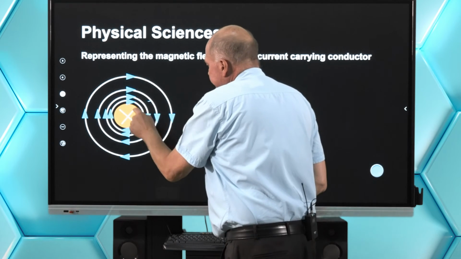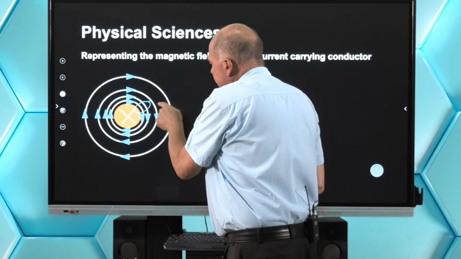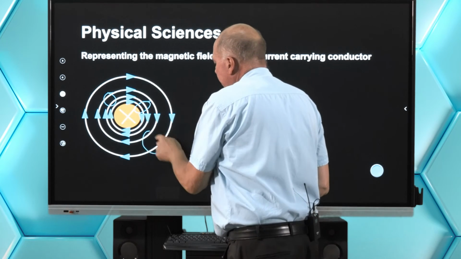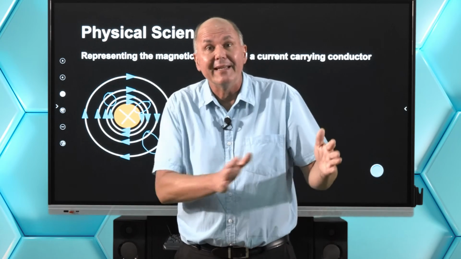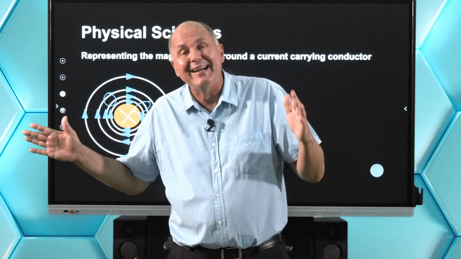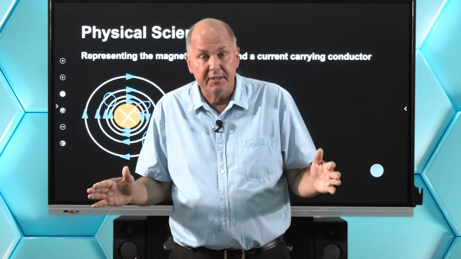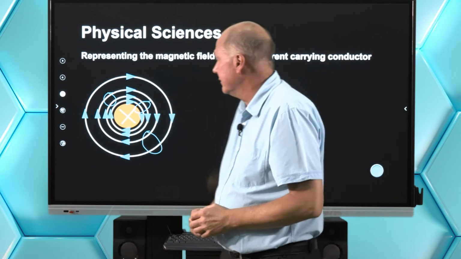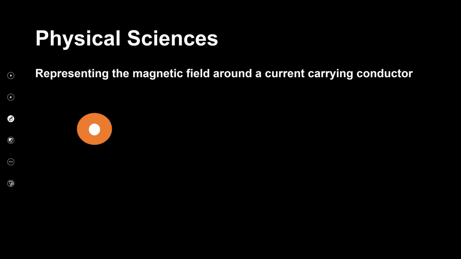Notice over here, these field lines are close together. They're not the same distance between the inner two and the second two, and they're certainly not the same distance, so they're not concentric. This is showing that as the distance away from the conductor increases, the effect of the magnetic field decreases. It's not as strong as it is close to the conductor. Very good. What about if we looked from the other side of that conducting wire?